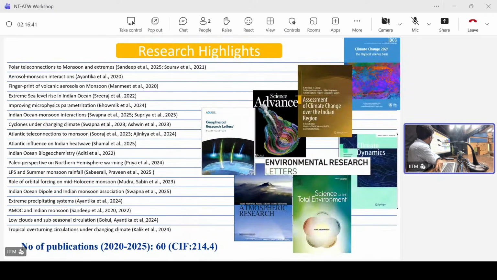And these are a few research highlights from our model where we work on the teleconnections and polar connections, and also aerosols and sea level rise, and also many physics parameterizations, and also paleo models as well.